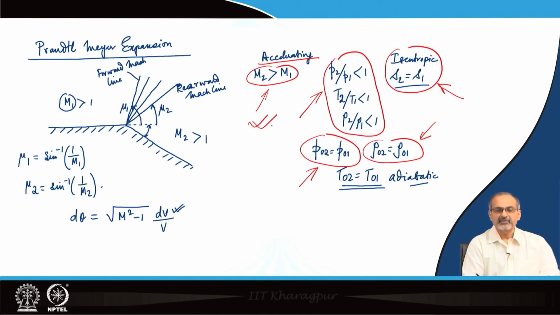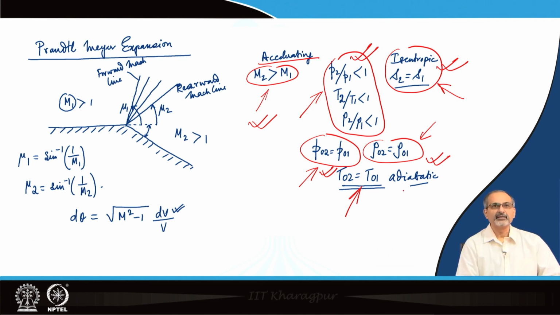As we already mentioned, the flow is accelerating, and you will thereby find that the static pressure would reduce, so would the temperature and the density in the second region, the downstream region of the expansion fan. The entropy will remain invariant, so would the stagnation pressure and stagnation density. Because the flow is reversible adiabatic, therefore, T naught will also remain conserved. So, these are the important facts related to the Prandtl-Meyer expansion fan.